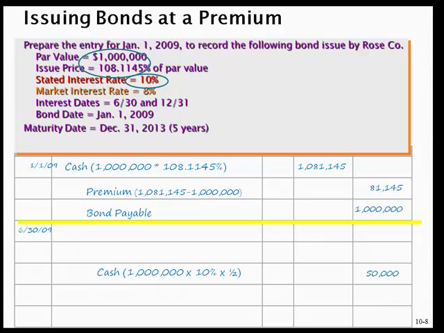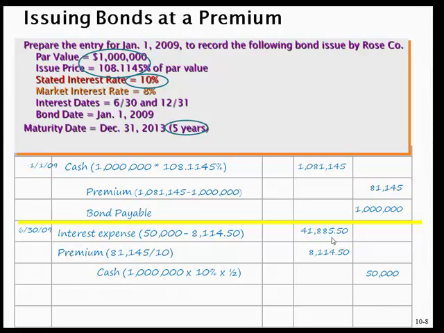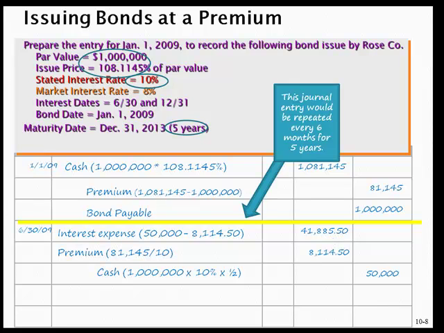We're going to take this premium. It's a normal credit balance. We're going to reduce it by 1/10. It's a 5-year bond. We're going to pay twice a year. We're going to amortize that bond by 10 payments. 81,145 divided by 10. Our premium is amortized by $8,114.50, 1/10 of the original amount. Then we're going to record interest expense, which is going to be the cash payment less this adjustment. So we're going to record less interest expense than we're actually paying out.